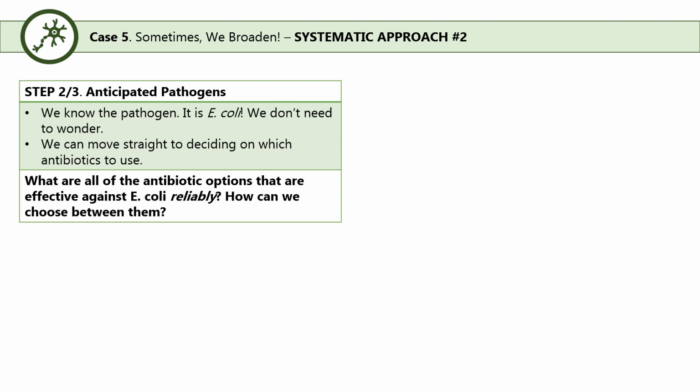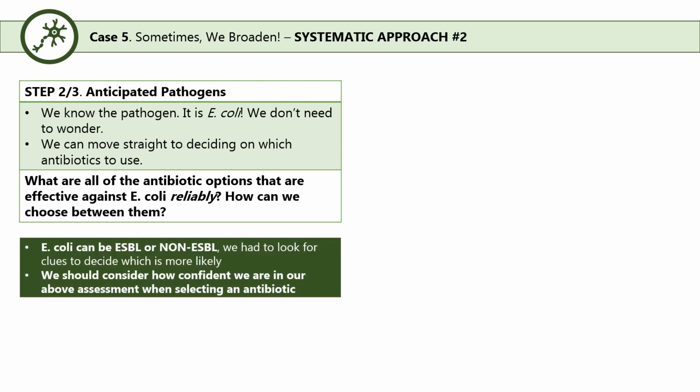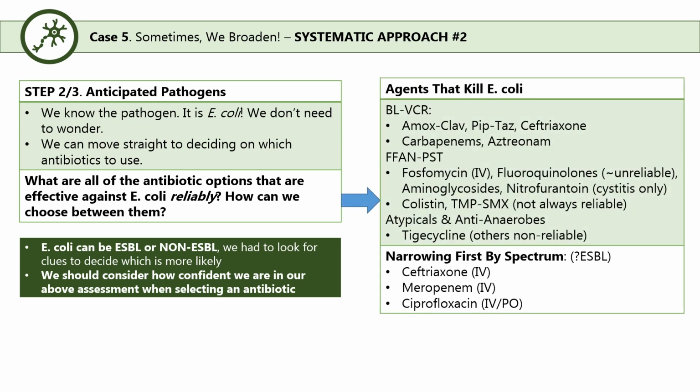In this case, we know that the pathogen is E. coli, so we can move straight to empiric antibiotic choice. Normally, we'd wonder if we need to worry about empirically covering ESBL producing E. coli or not, but in this case, we've made the case that this is unlikely ESBL producing. We should always consider how confident we are in that assessment whenever selecting an antibiotic. For all agents that have activity against E. coli, we could consider amoxiclav, piptaz, or ceftriaxone, as well as carbapenems and ertapenem.